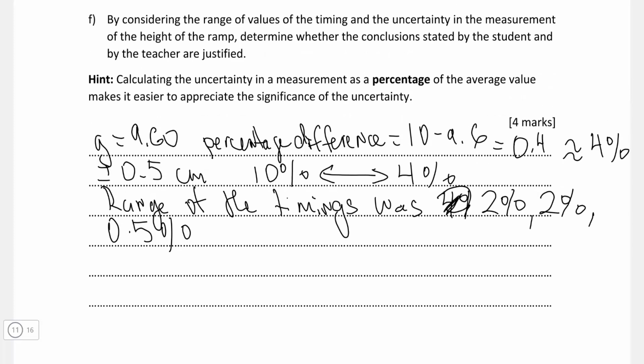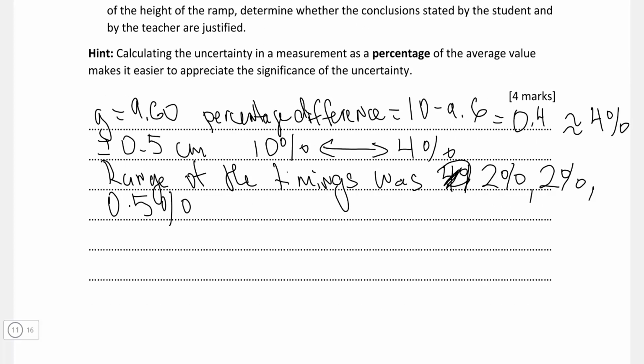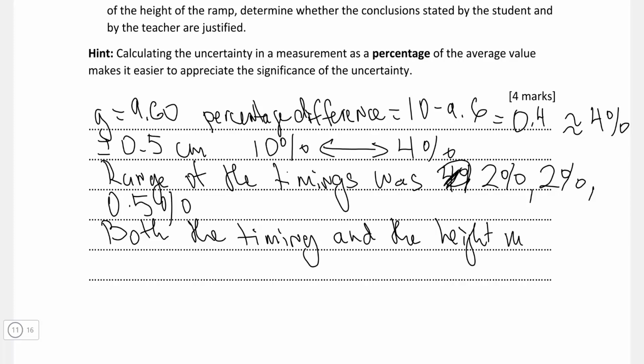So in reality, what's actually caused this difference of 4% is the combination of both of those effects. So what I'm going to say here is that both the timing and the height measurement will have affected the uncertainty.